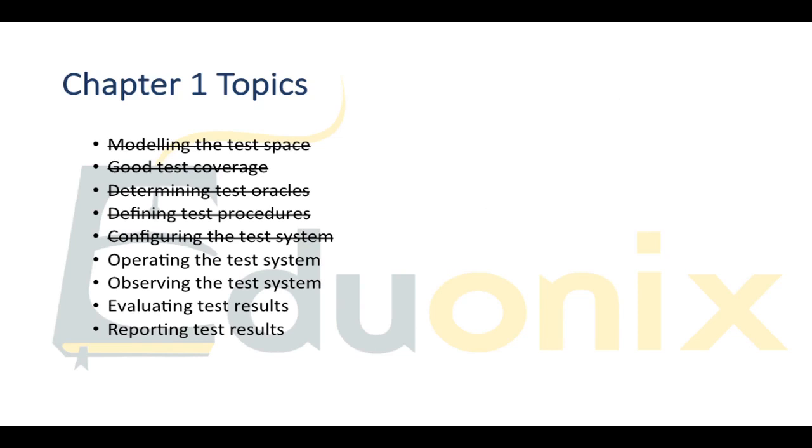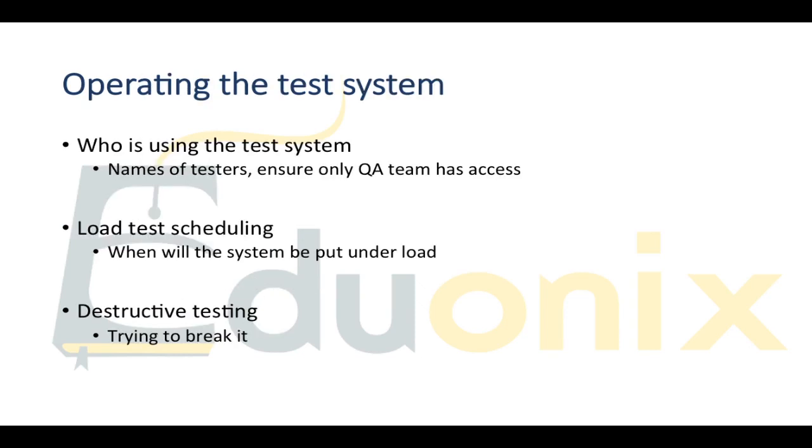So we're already halfway through the topics of this chapter. Next we have operating the test system, observing it, evaluating the test results, and reporting them. So, operating the test system. Usually for the duration of the test, the test system will be the QA's baby. If they've got any sense, they wouldn't let anybody else near it through fear of contaminating it.